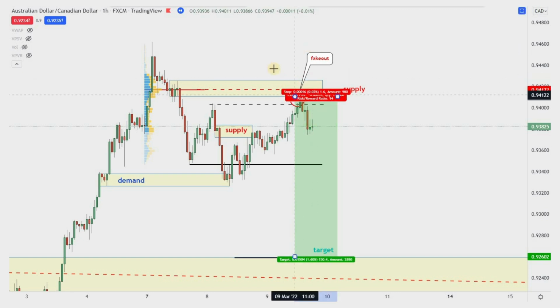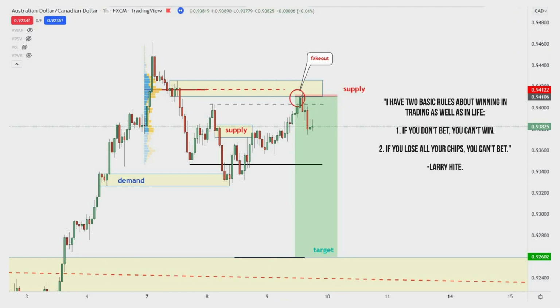The main goal of each trader is to protect their capital. It's a quote from Larry Hite, who said, "I have two basic rules about winning in trading as well as in life. 1. If you don't bet, you can't win. 2. If you lose all your chips, you can't bet."